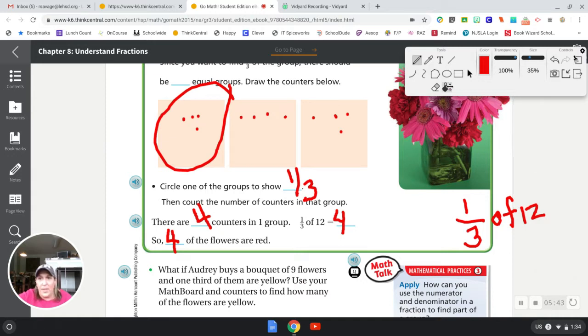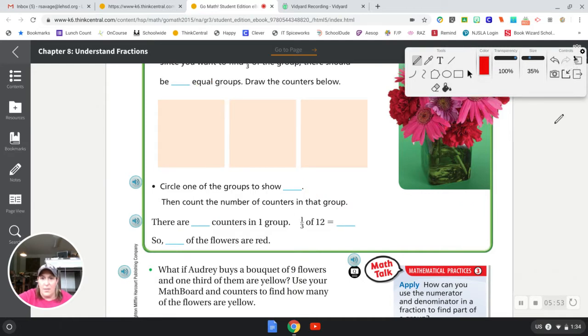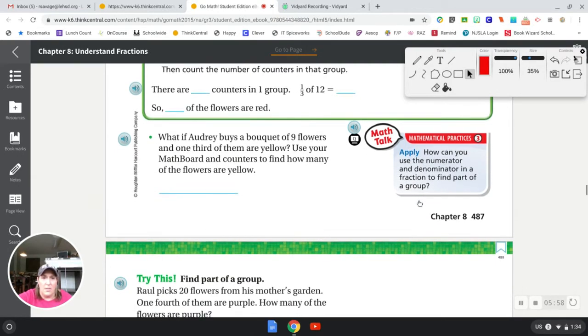Okay? If you have any questions or anything from that, write it down so that we can talk about it. Okay, I'm going to erase that so we can move on down the page. Let's look. What if Audrey buys a bouquet of 9 flowers? So now I have 9 flowers, and 1/3 of them are yellow. All right, so now instead of 12 flowers, we've got 9, and we know 1/3 of them are yellow.